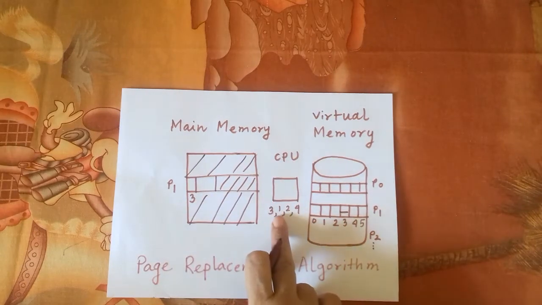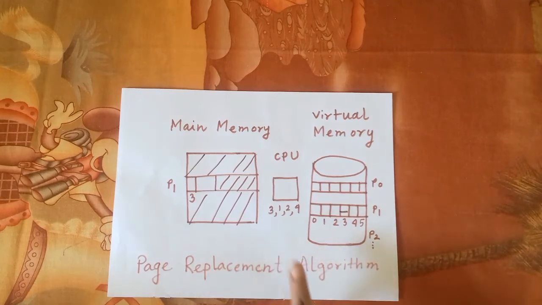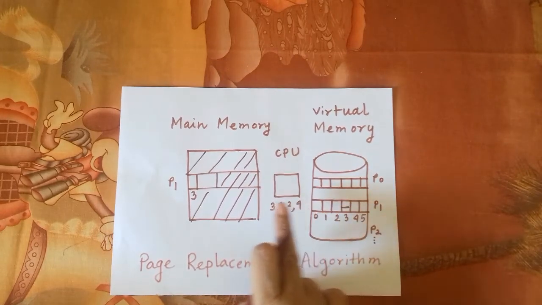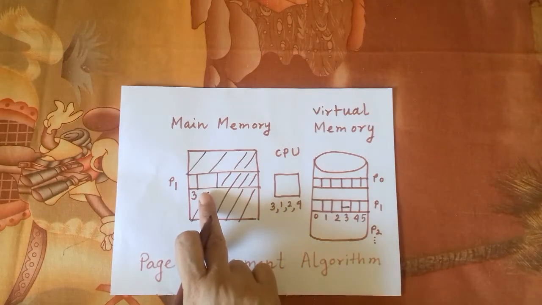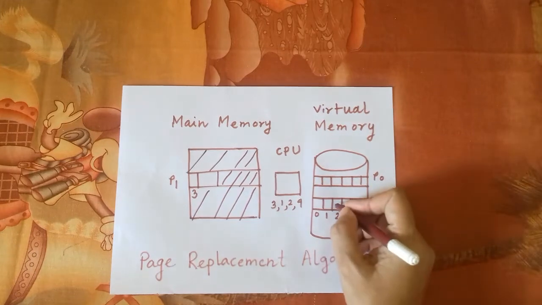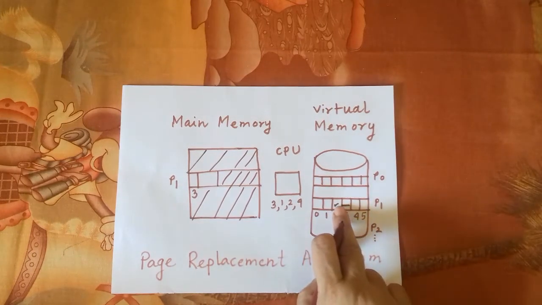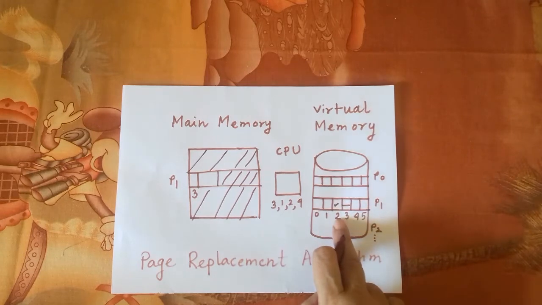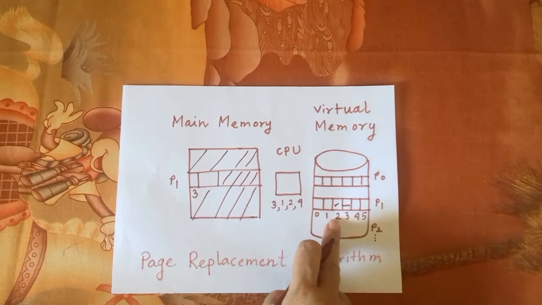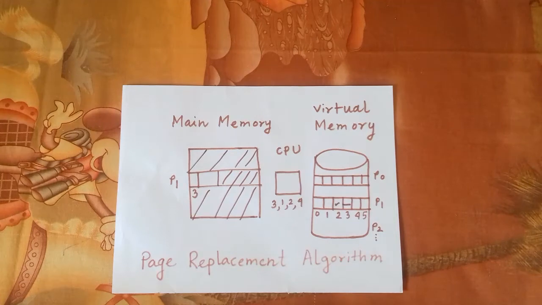After that, suppose the CPU tells some instruction has to be executed. If that instruction is present in page 1, then page 1 has to be taken from virtual memory to main memory. Next, the CPU asks for some instruction present in page 2. Because that instruction has to be executed, we have to take page 2 of process P1 from virtual memory to main memory.